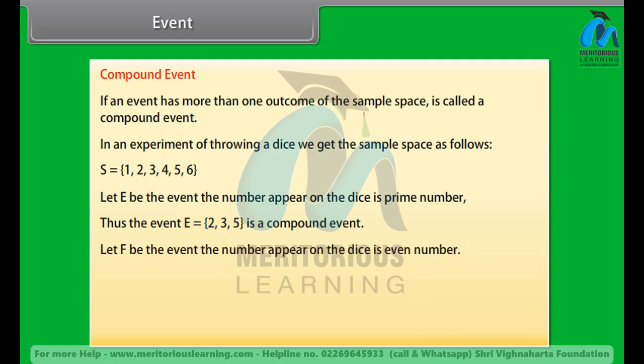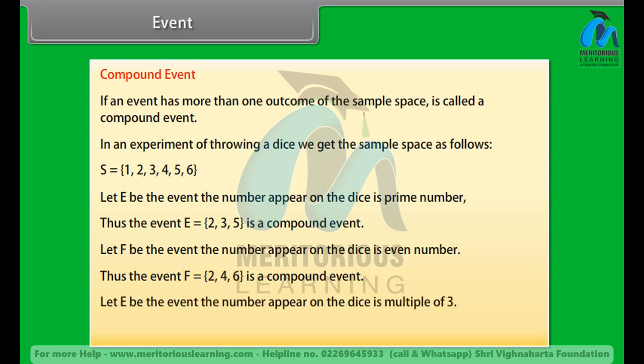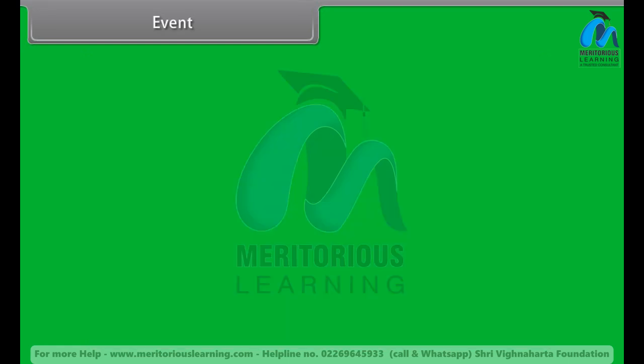Let F be the event that the number appearing on the dice is an even number. Thus the event F = {2, 4, 6} is a compound event. Let E be the event that the number appearing on the dice is a multiple of 3. Thus the event E = {3, 6} is a compound event.